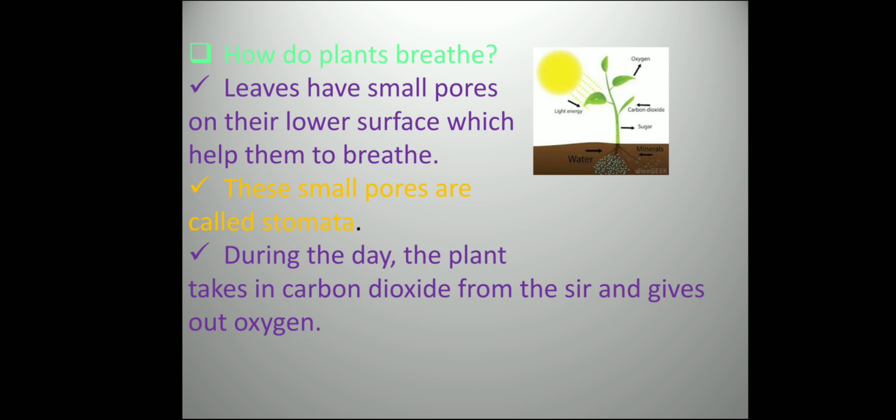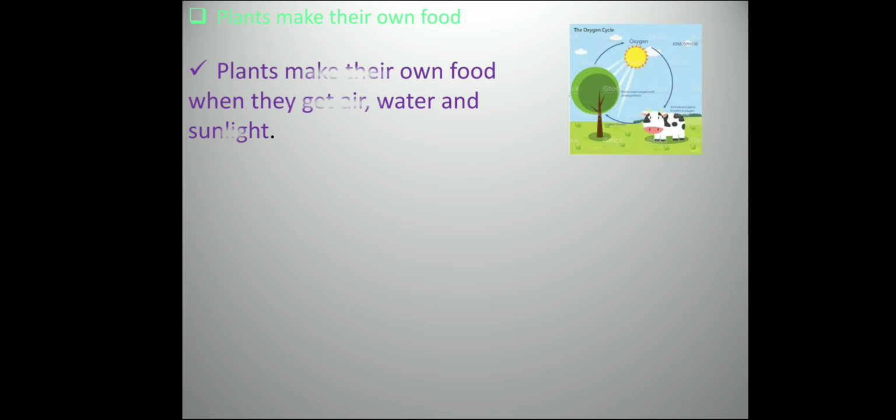During the day, the plant takes in carbon dioxide from the air and gives out oxygen, and that oxygen is taken by human beings. The carbon dioxide is used by the plant to make the food. Now, plants make their own food. Plants make their own food when they get air, water and sunlight. So these are the main things for the plants making the food: air, water and sunlight, and plants make their own food.